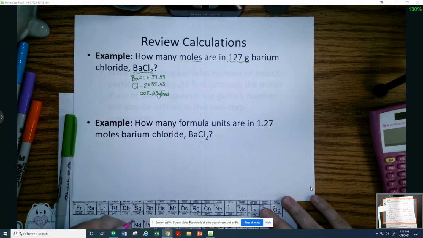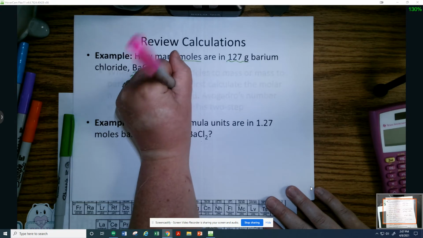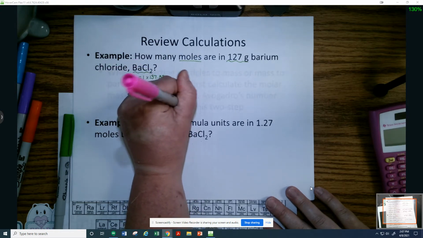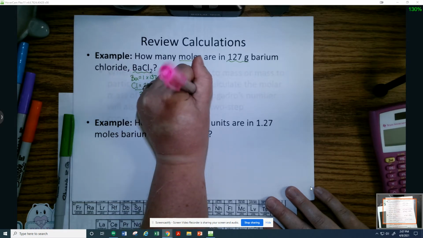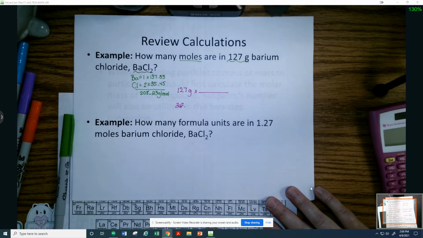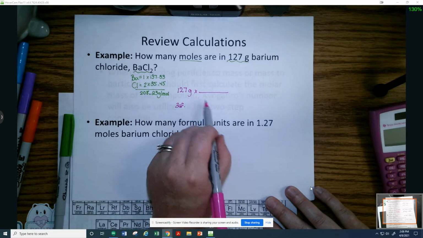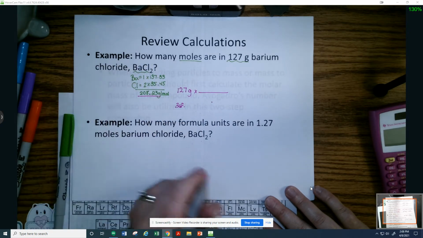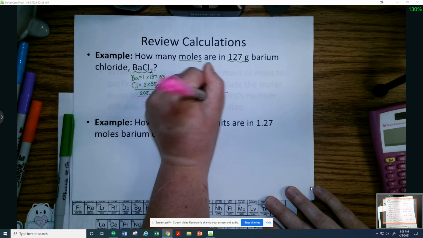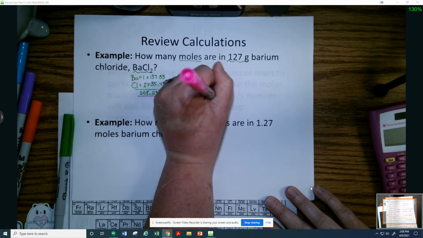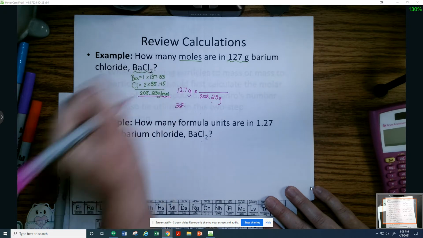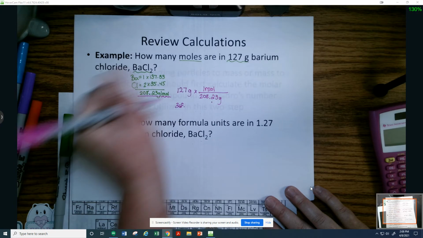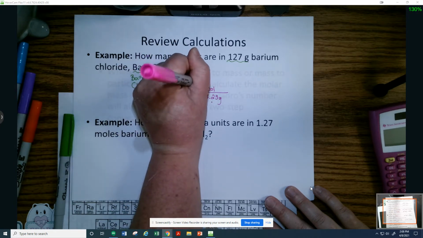We can then start setting up the problem. Taking our given of 127, that's 3 sig figs. My answer can have 3. So my given unit is grams, therefore I need to divide by grams. This part of the conversion will go in the denominator, so 208.23. The other half of the conversion, that per mole, here's my per, 1 mole will go in the top, and I'm also going to include that this is BaCl2.